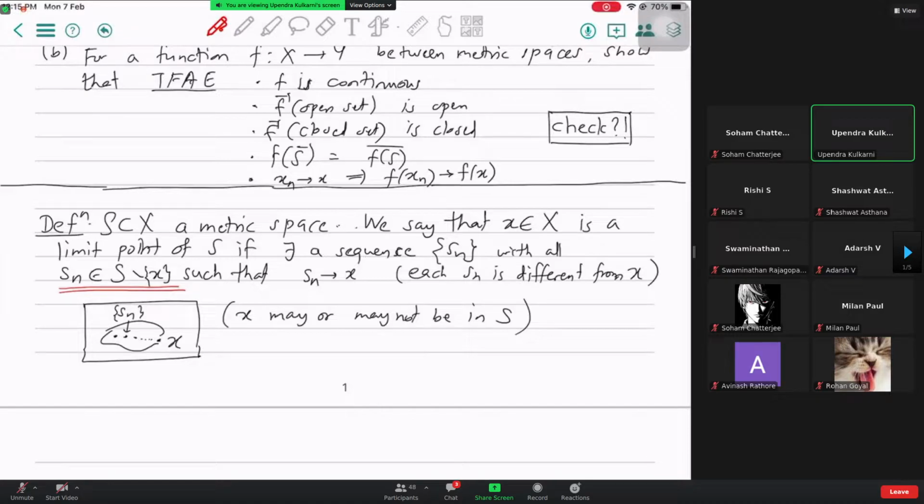Every Sn is in the set S, and I have removed X. So I hope everybody understands the definition, what this notation is: set difference notation. Okay, so shall I just write this down? So I'll just say notation.